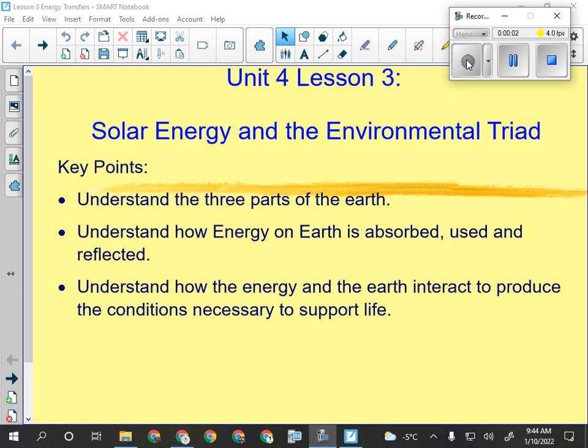Okay, guys, so we'll get started here on lesson 2, or actually lesson 3. Lesson 2 is the climatograms activity that we're not doing. So now we're on lesson 3. Don't think I skipped. I did skip.